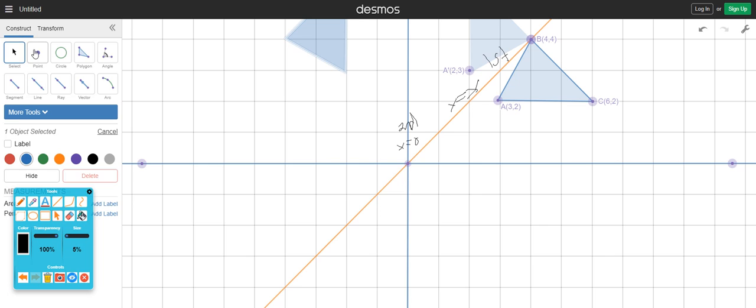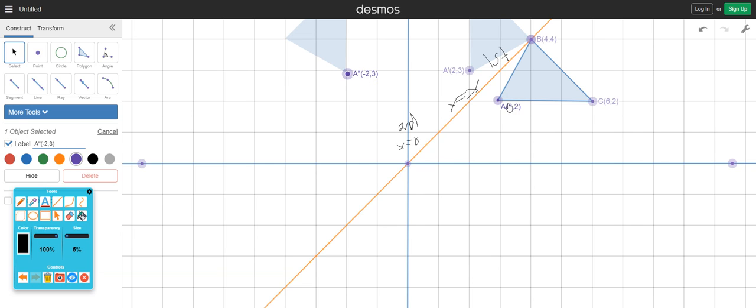Okay, and I'm going to construct this point right here. I'm just going to show one point for right now. This point right here is A double prime, and it is -2, 3. So I want to know a couple of things.